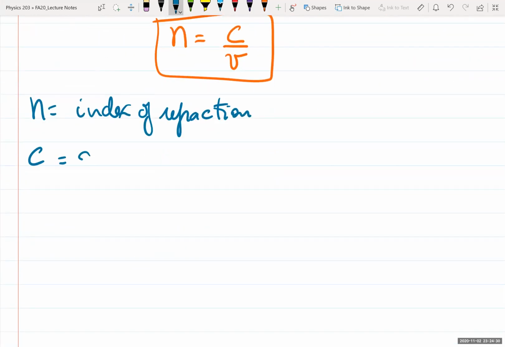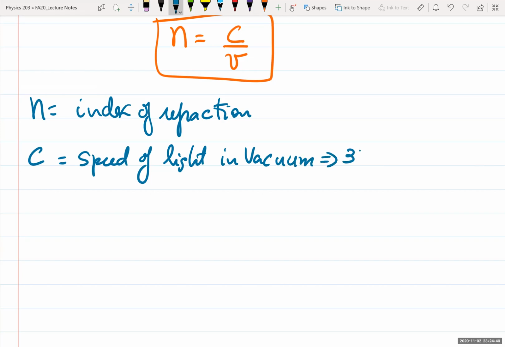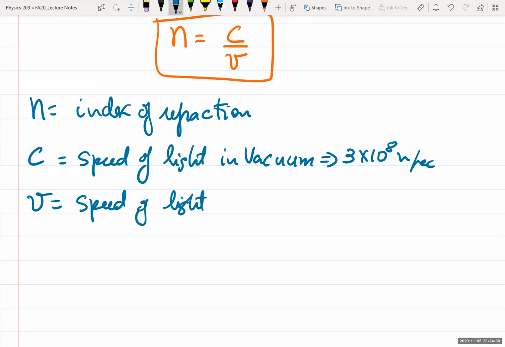C is the speed of light in vacuum, which is 3 times 10 to the 8 meters per second. And v is the speed of light in the material.